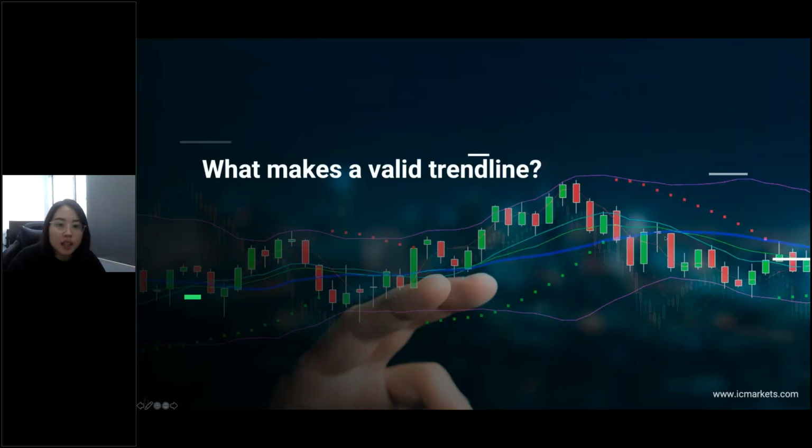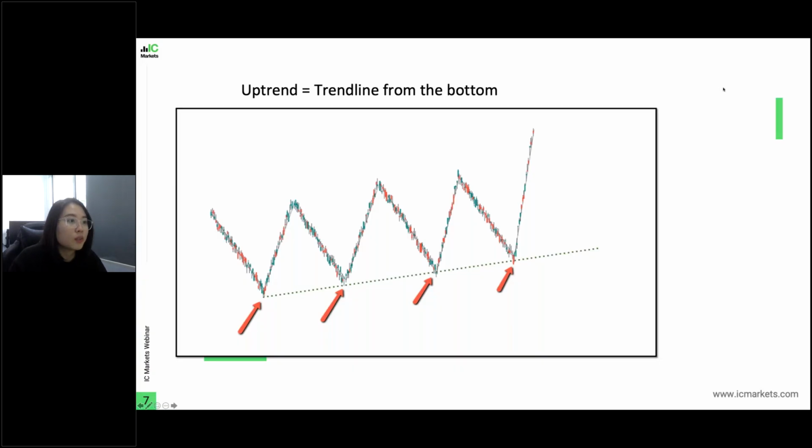So what makes a valid trend line? I'm going to go quick because most of you already know this anyway. Actually, I want to test you. Do you think this trend line is drawn correctly? Yes, most of you said yes. It is drawn correctly. Sorry, I tried to do a trick question, but I realized this was drawn correctly. The trick question would have worked better if it was not drawn correctly.